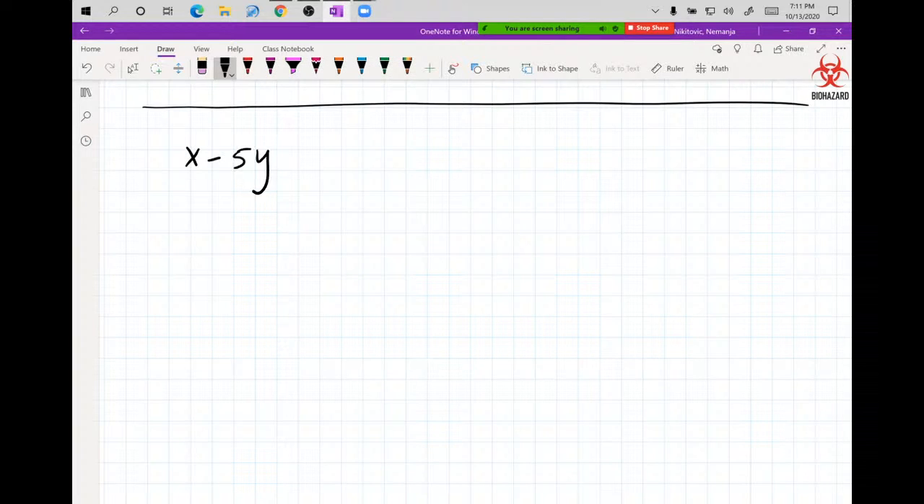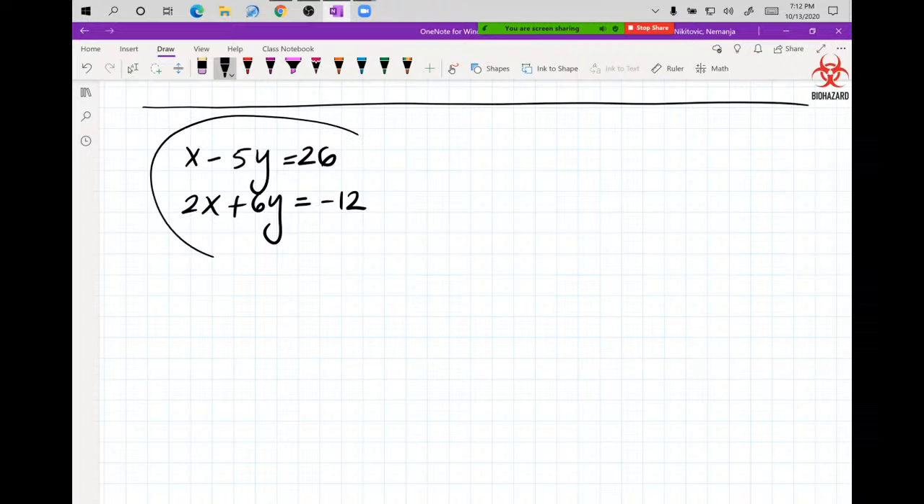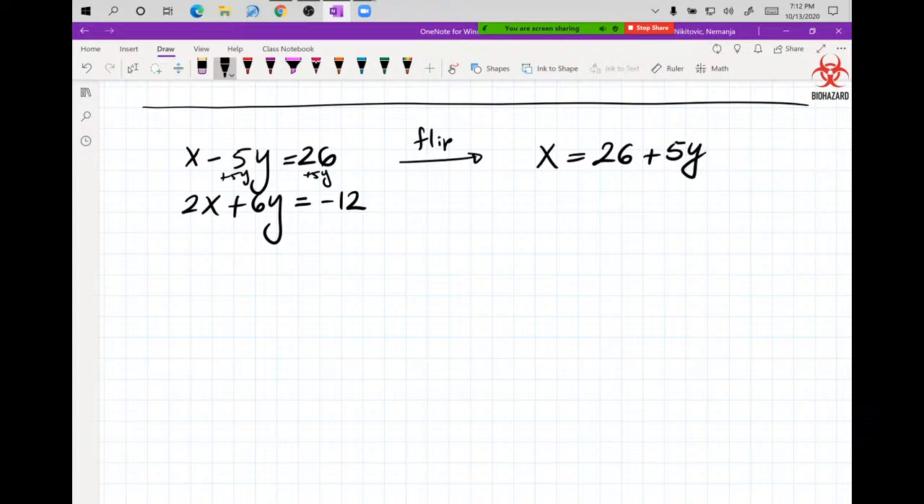x minus 5y equals 26, and 2x plus 6y equals negative 12. So what we learned in a previous example was look for single x's and y's, and solve for that variable. When I look at both equations, I see that the x on top is single. So I will flip the top equation by adding plus 5y on both sides, into x equals 26 plus 5y. You can also say 5y plus 26, whatever.